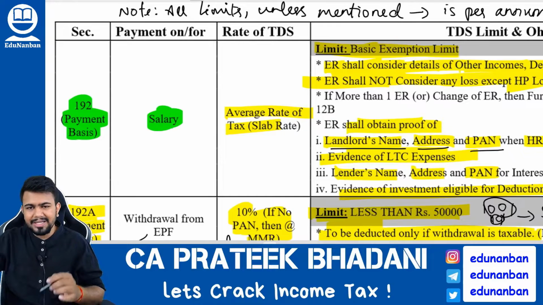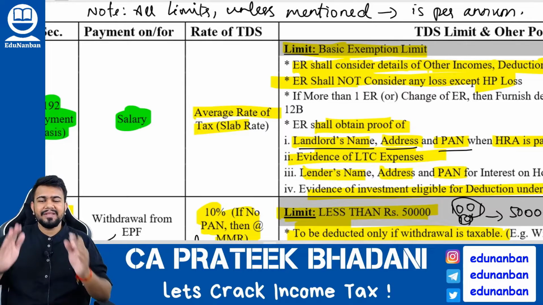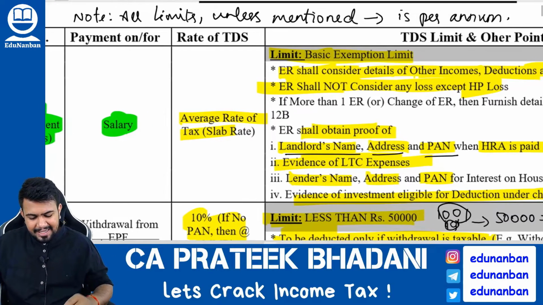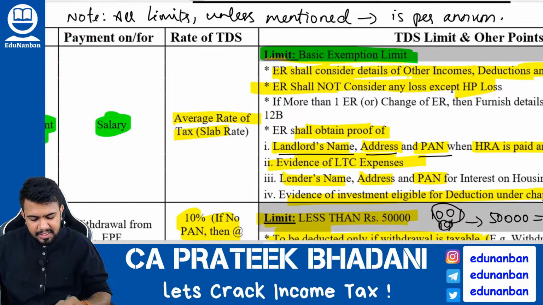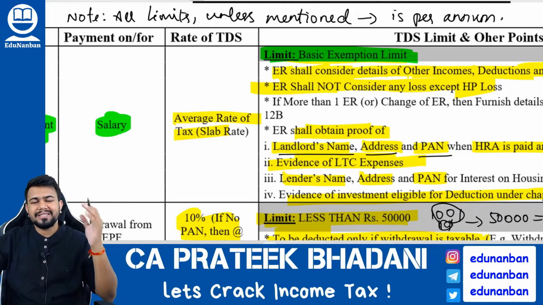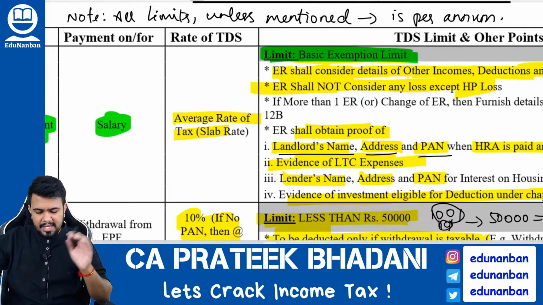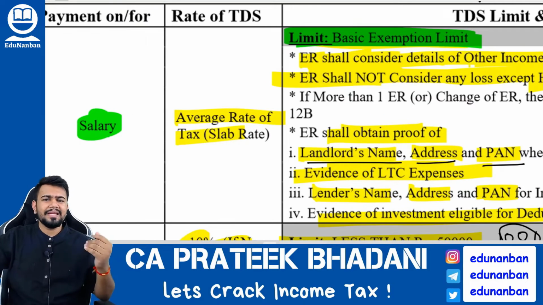It is applicable to the salary type of income. Hence, when the employer is paying salary to the employee, and if the salary is more than the basic exemption limit, employer should deduct the TDS and balance only should be paid to the employee. Sir, what is the rate of TDS?